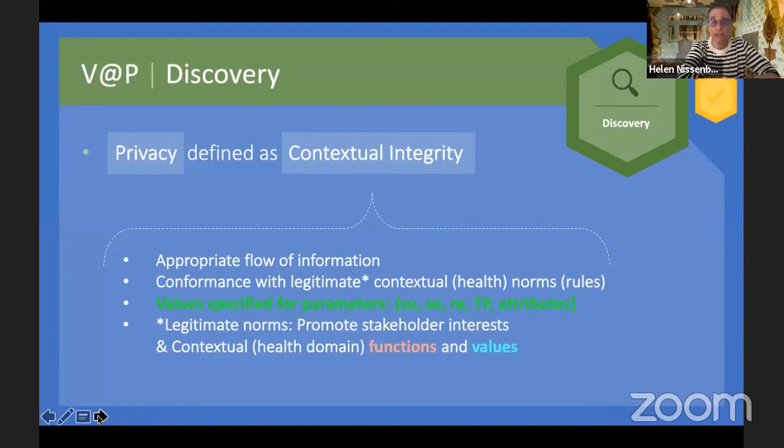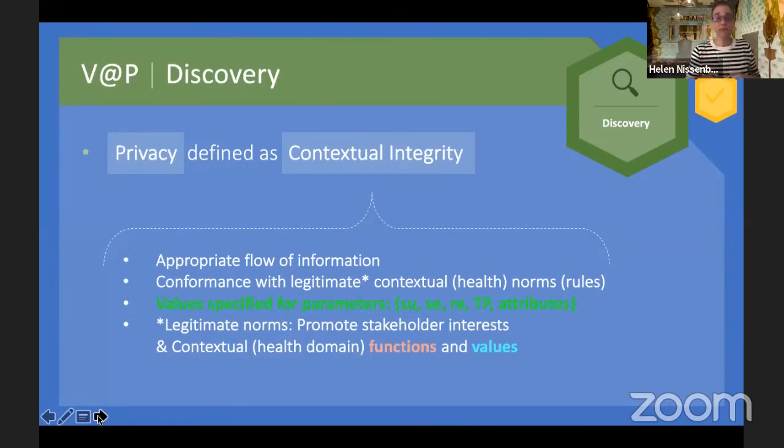I'm going to focus on privacy and show how the conceptual definition actually affects the shape of the technical system. As many of you know, privacy is contextual integrity. It doesn't agree that privacy is about control of information. Rather, it's about the appropriate flow of information, which conforms with legitimate contextual norms, and in this case, health norms. I use the word rules because I realized computer scientists got so confused when I used the word norms.